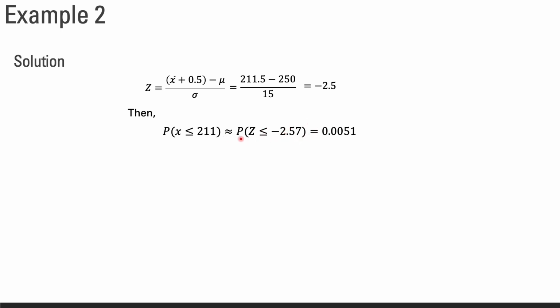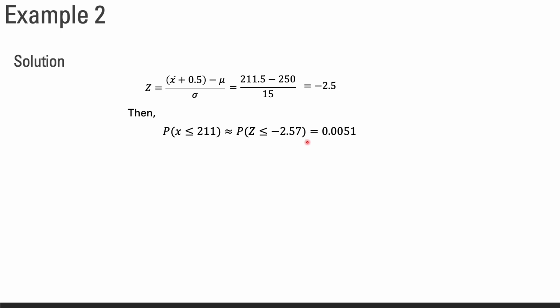Now if you have seen that already, from there you will find the probability for z less than minus 2.57 is this one, 0.0051, and this is a very small probability. So the probability of x less than or equal to 211, which means z less than or equal to minus 2.57, is equal to 0.0051.